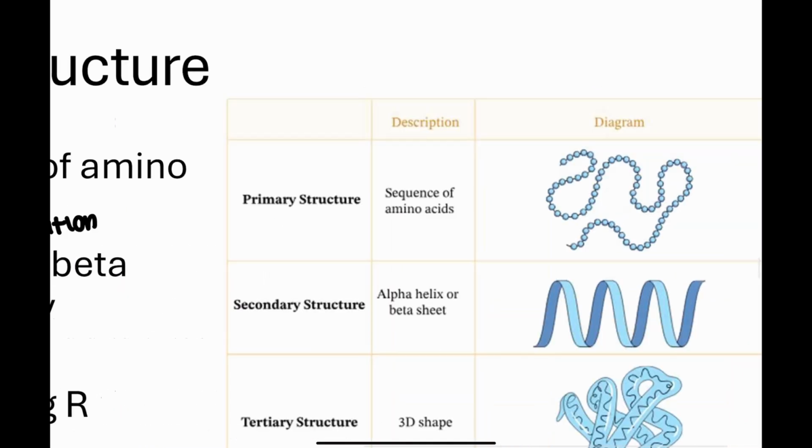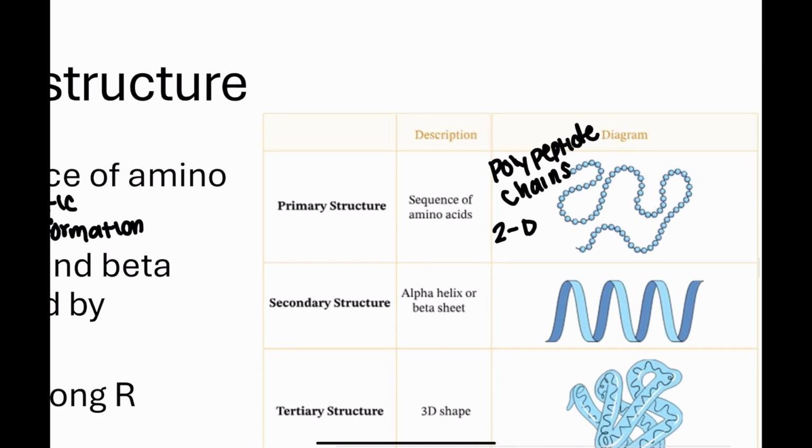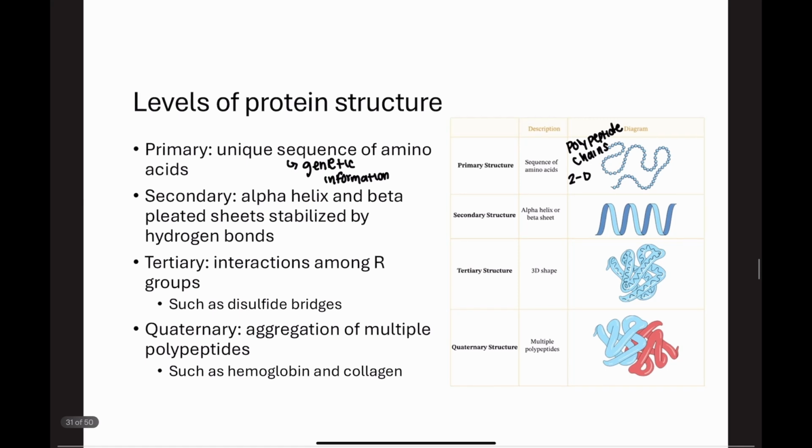So this is what the primary structure of our proteins looks like. It is our polypeptide chains. It is a sort of 2D structure, okay? Sort of. The secondary structure of proteins involves regular coils and folds in our peptide chains, which is what we see here.